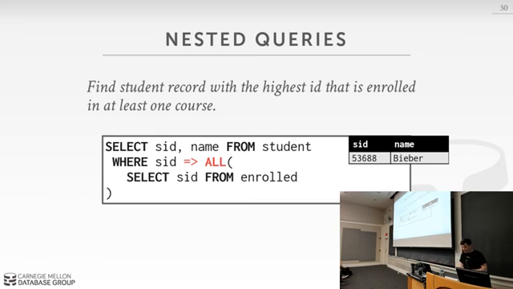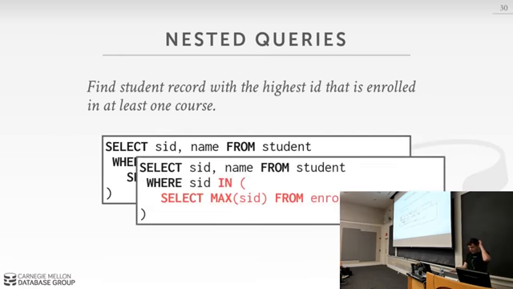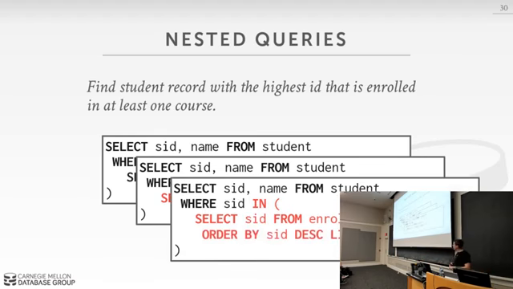We can rewrite this in other ways, as expected. We can rewrite it with the IN clause like that and actually compute the max student ID in the inner query. Now this is saying match the student ID that is the max student ID produced from the enrolled table. We can go even further. We can rewrite the inner query to be like this: we do an order by on the student ID, rank them in descending order, and then do a limit 1. Some systems will actually just rewrite this one to be a max anyway.